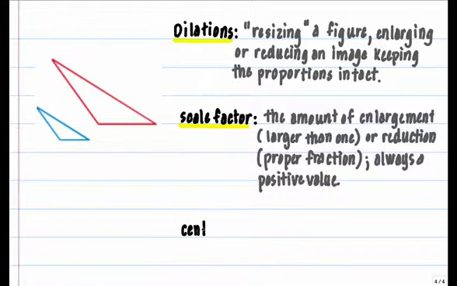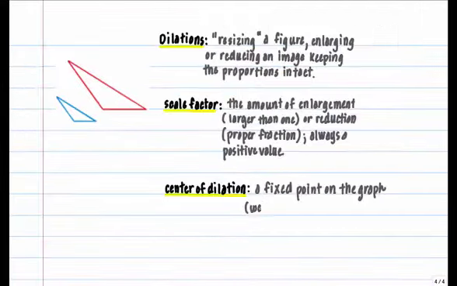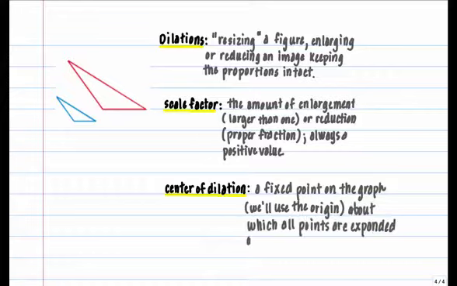In 8th grade, our center of dilation will always be the origin. The center of dilation is a fixed point on the graph about which all the points are expanded or contracted. So in other words, we're using the origin and the distance from the origin to enlarge or reduce our figure. It seems a lot more complicated than it is.